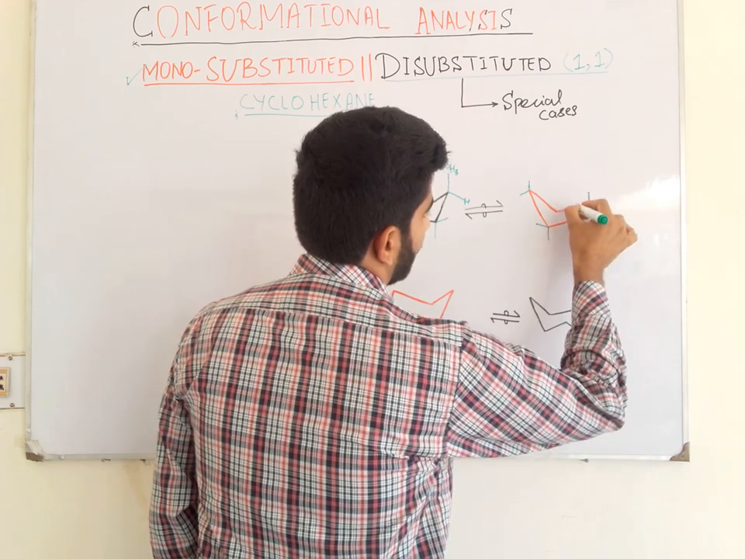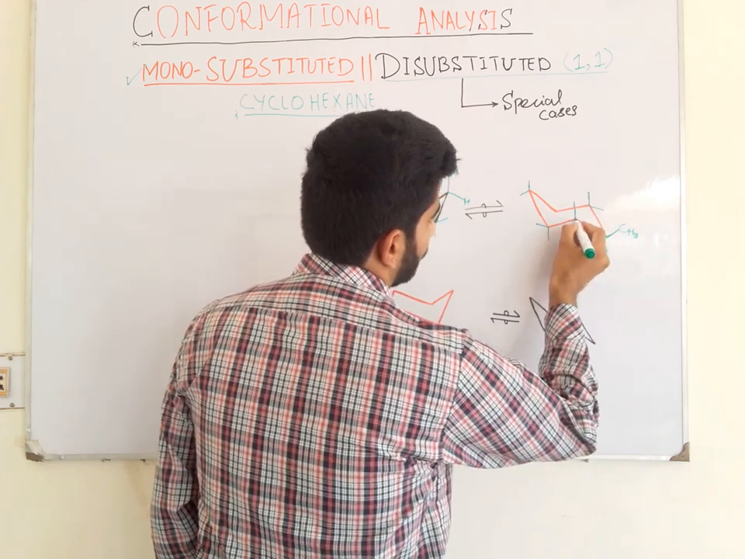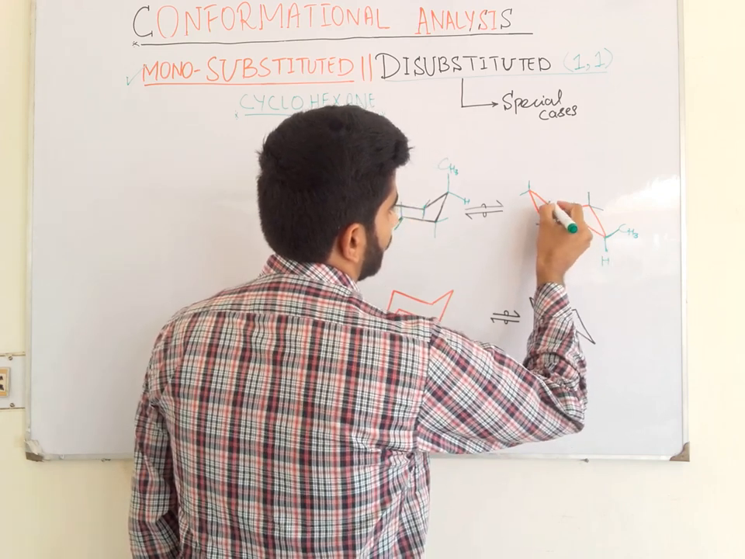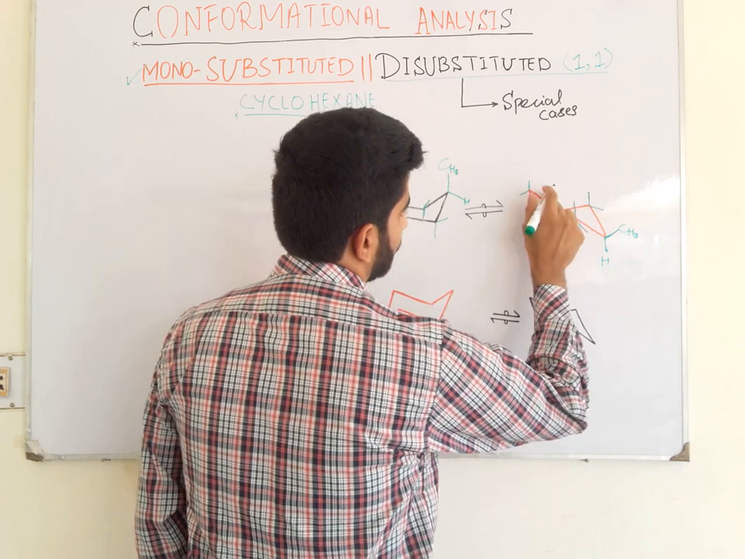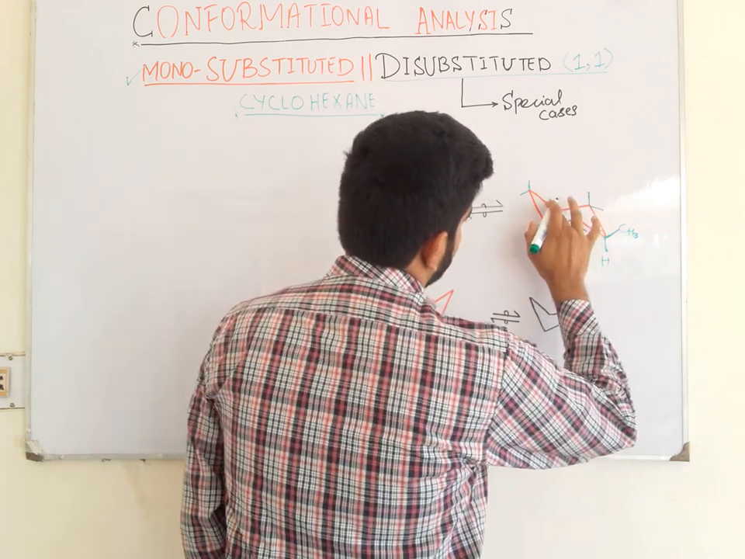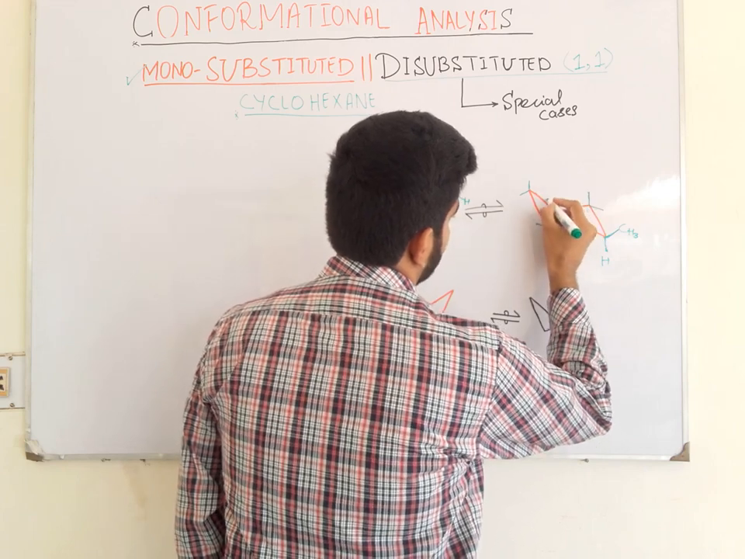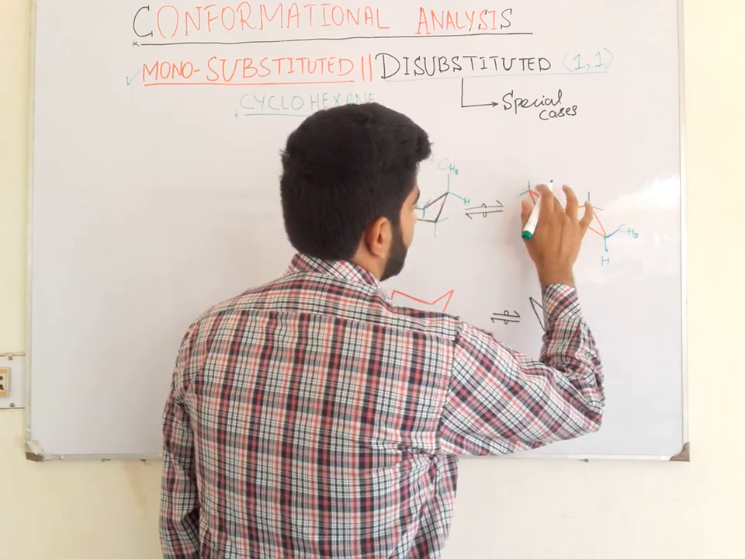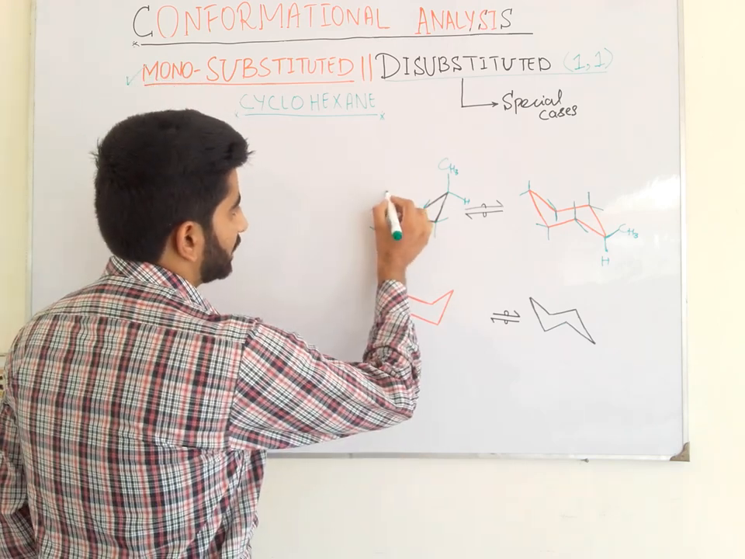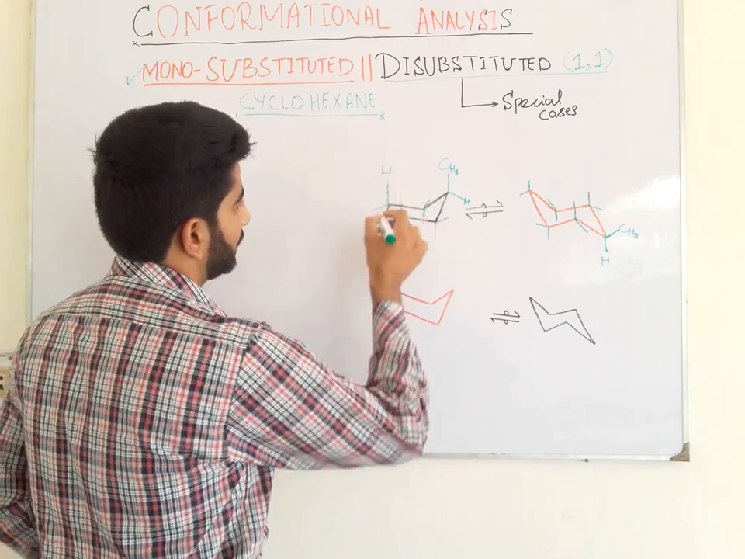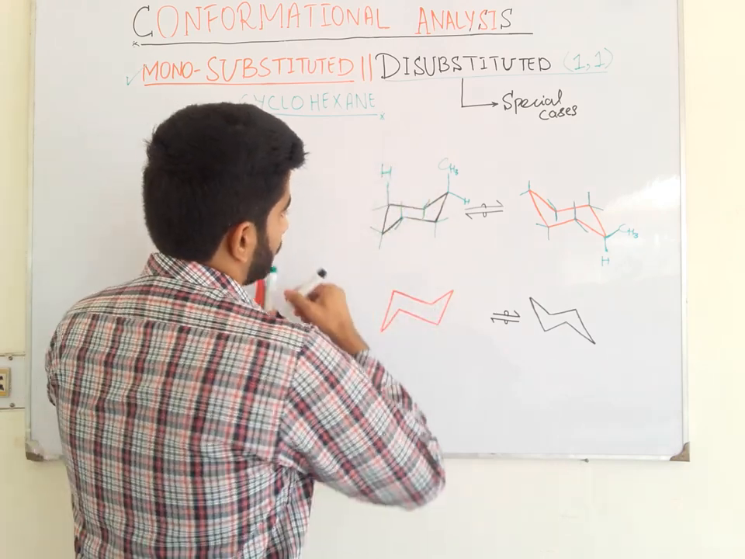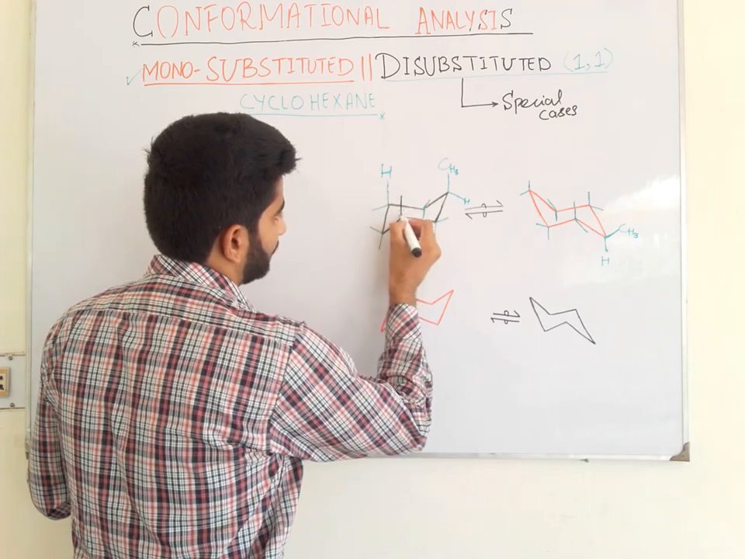There is an axial bond here, equatorial bond here, axial bond here, and equatorial bond here. So there are 6 axial bonds and 6 equatorial bonds present in the chair-like conformation of cyclohexane. So we can see that there is a hydrogen here, and there is an axial hydrogen present here.